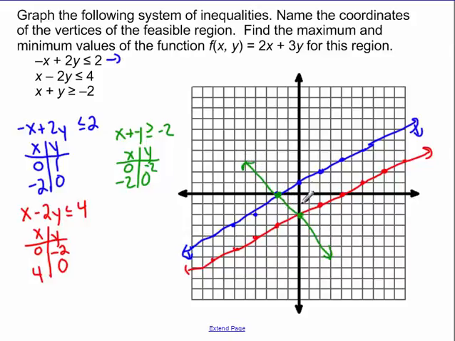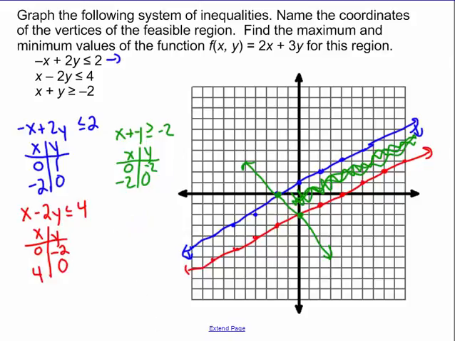And now, remember, we're shading in between. We need to test a point. So if I plug in (0, 0), 0 is greater than negative 2. That's true. So this region's unbounded. Okay, I would have this whole region in there.